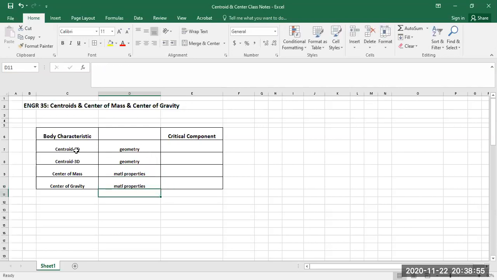So in terms of centroid for 2D, it's based on area. For 3D, it's based on volume. For center of mass, it's based on mass, and center of gravity is based on weight. So it's important to know the distinction between these. Okay, so now I'm going to stop sharing, and I'm going to go back to the overview.